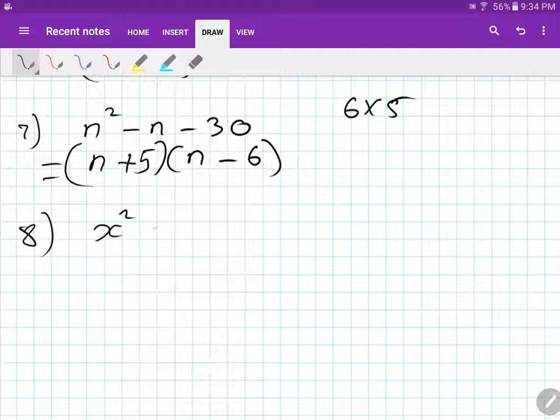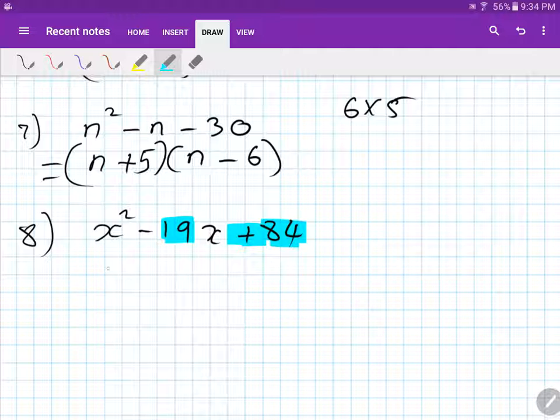Now x squared minus 19x plus 84. What times what gives me 84, and added gives me 19? It's slightly different now, because it's plus, so I just copy whatever that is, if you still remember from the previous part. I mixed it up a little bit. Let's start again for you, because it's slightly different from the one I just did. This is from factorizing part 1.